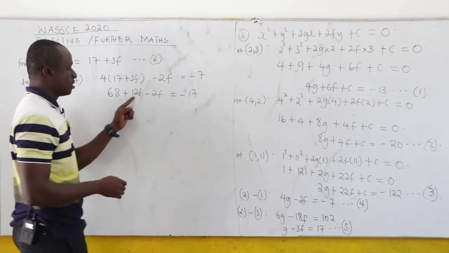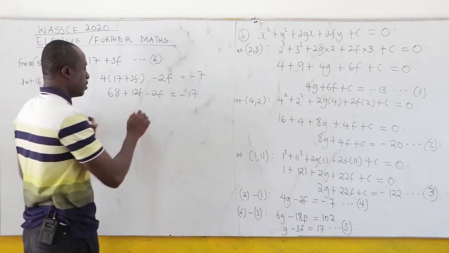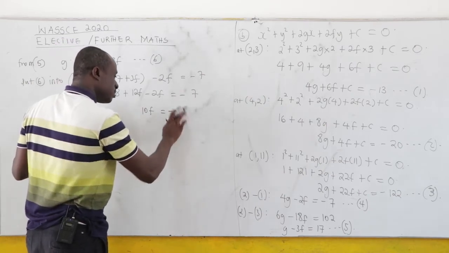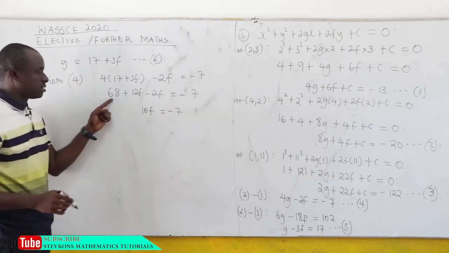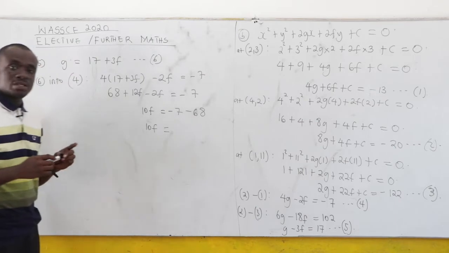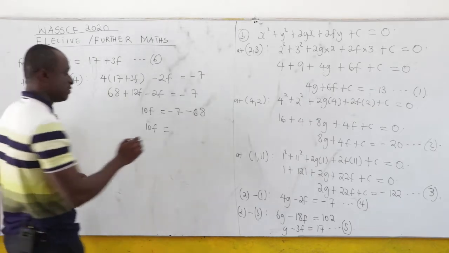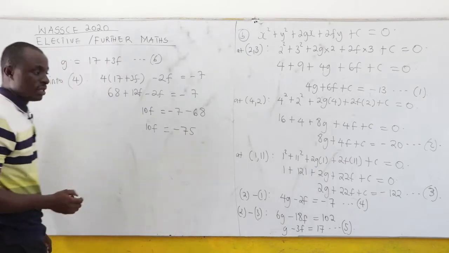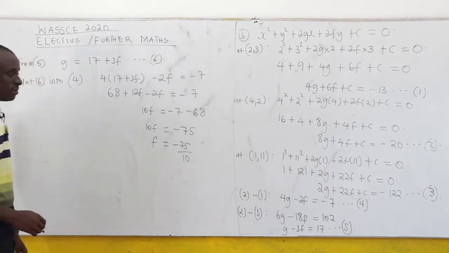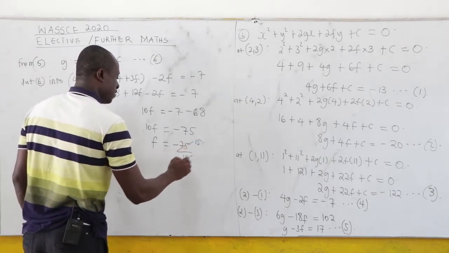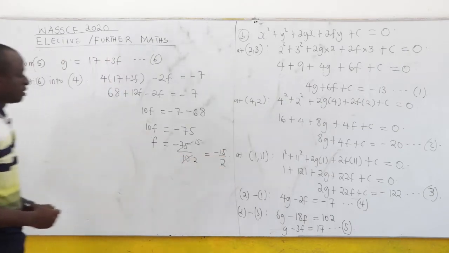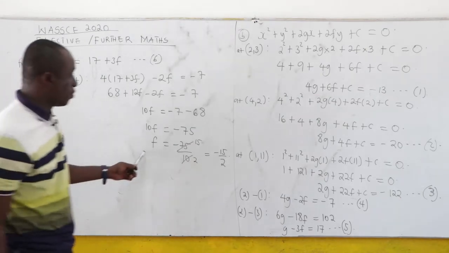Now, 12f minus 2f, this is just 10f. Negative 7, that negative 7. Now 68 moving, negative 68. So 10f equals negative 7 minus 68, and this is just negative 75. We want to find f, so clearly our f is negative 75 all over 10. Now 5 will go into 75, that is 15 times. 5 will go into 10, that is 2. So we have negative 15 all over 2. That is f.